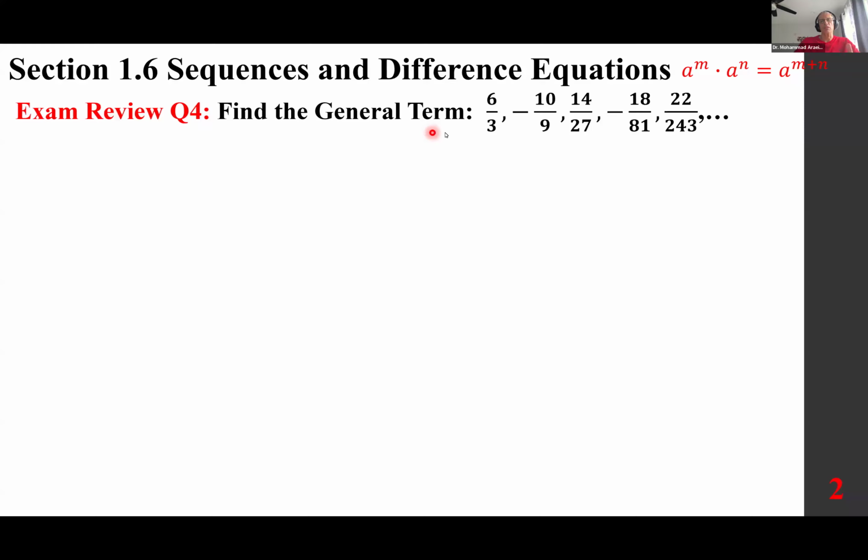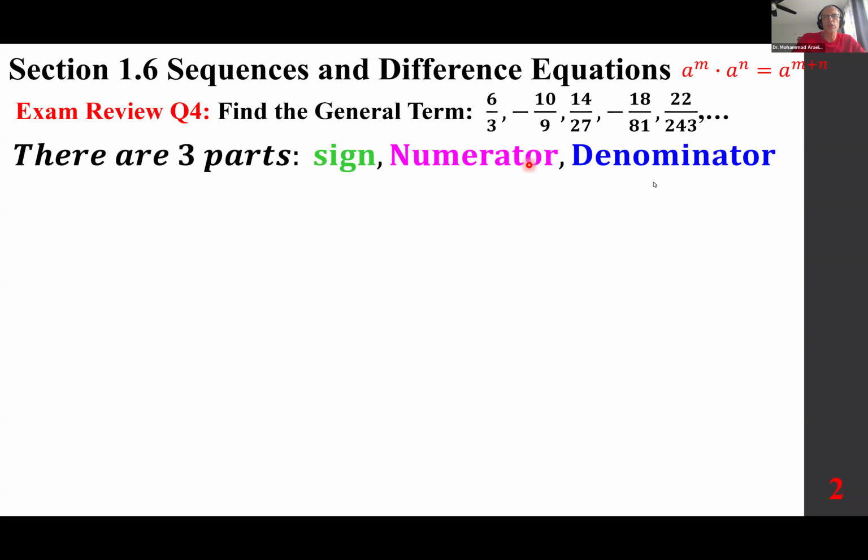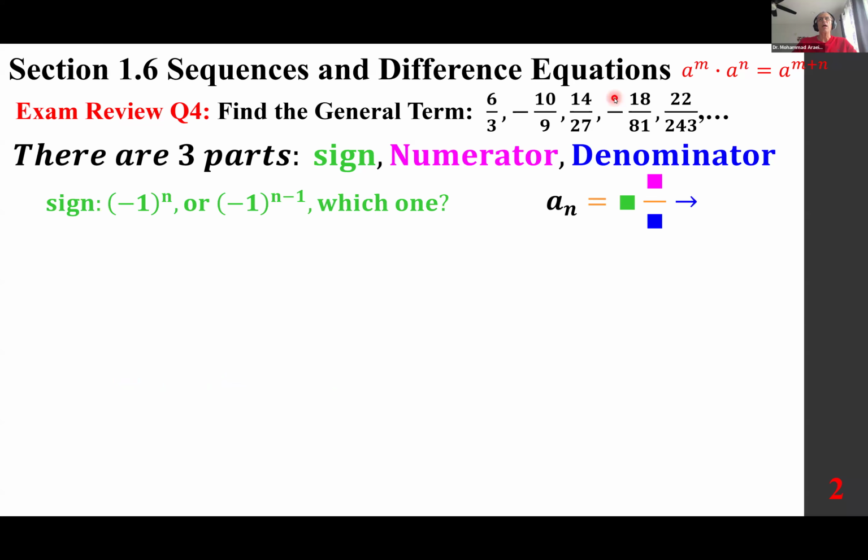Sometimes it's pretty complicated. In this case, we notice the sign changes. So we are going to look at 3 parts: the sign, the numerator, and the denominator. So a sub n is the sign, the numerator over the denominator. As far as the sign is concerned, notice it's positive first, then it's negative, positive, negative. It alternates, which means we have to use one of the following, either negative 1 to the power of n or negative 1 to the power of n minus 1.